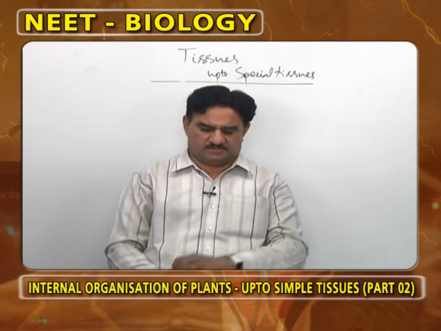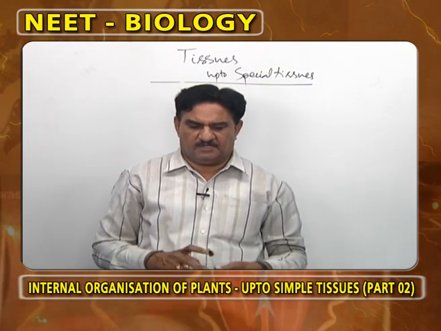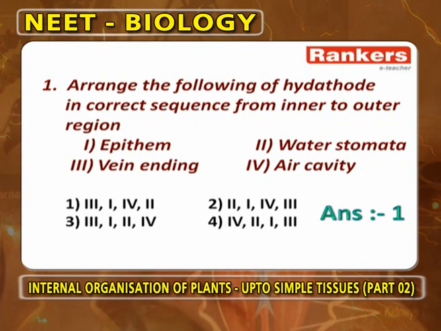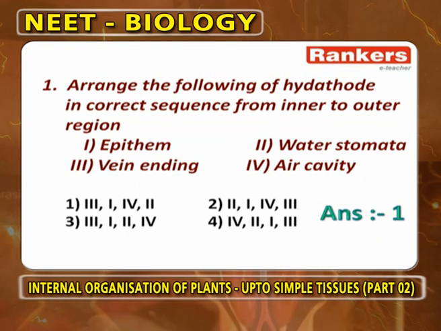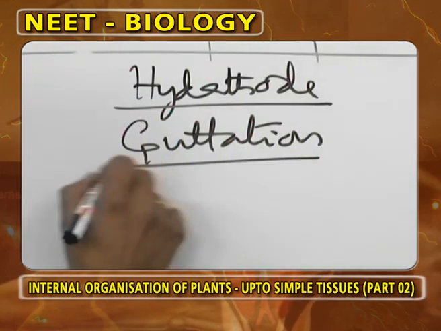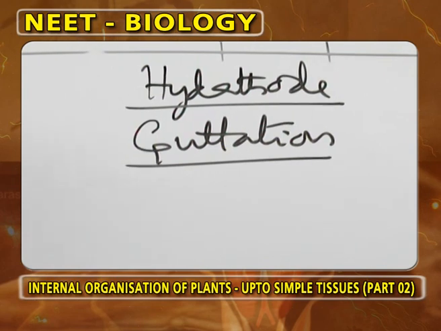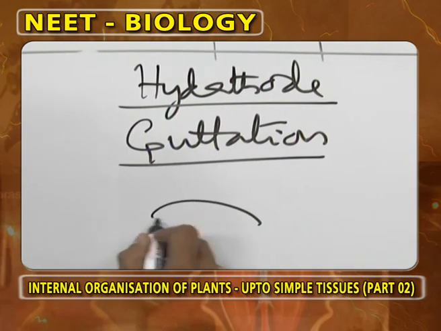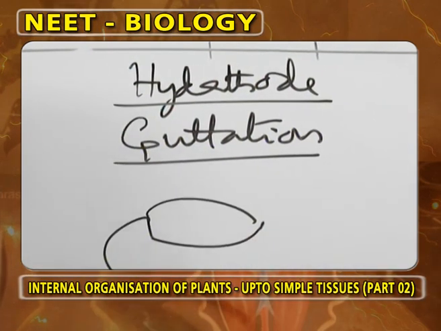Now coming to the first question. Arrange the following parts of a hydathode in the correct sequence from inner to outer region. Hydathode is a special tissue that helps in the special concept called guttation. Guttation means loss of water in the form of water droplets from aerial parts of the plant body.